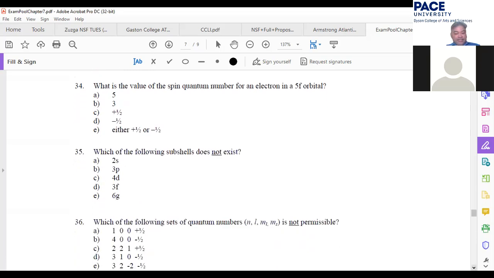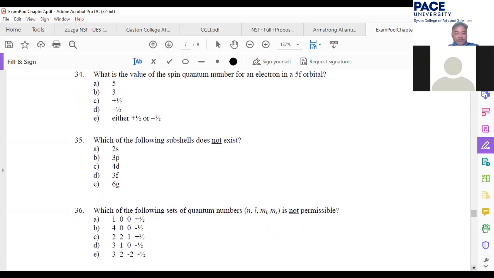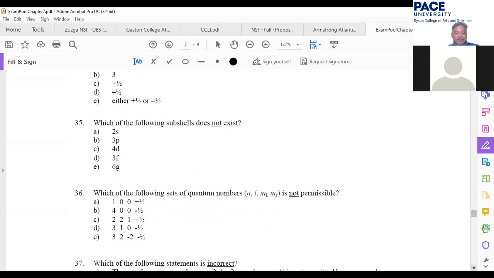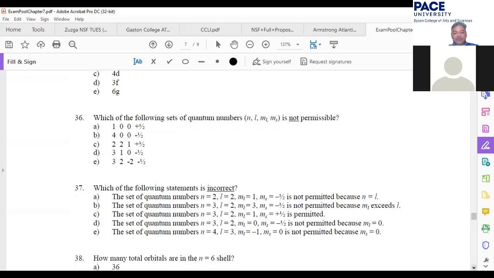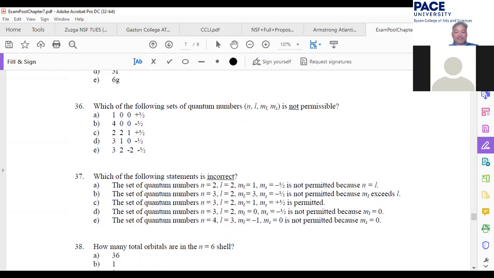So I would suggest you go over the questions that you have here in terms of the quantum numbers. You still have 1 hour to go over this.